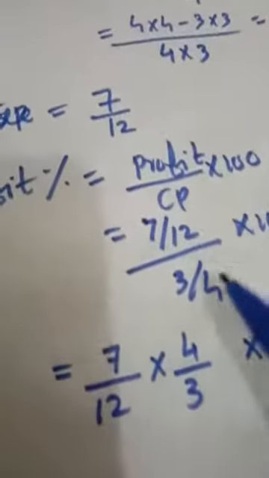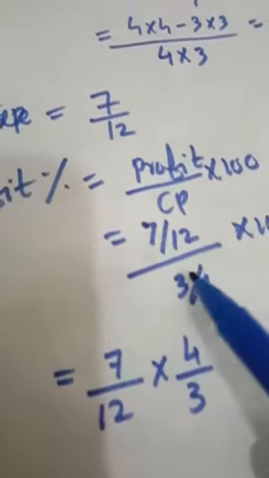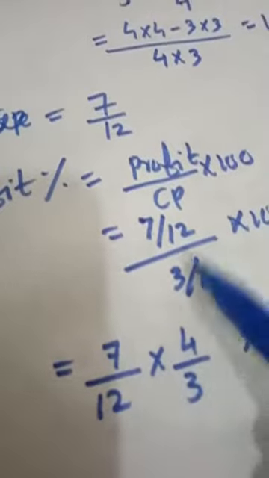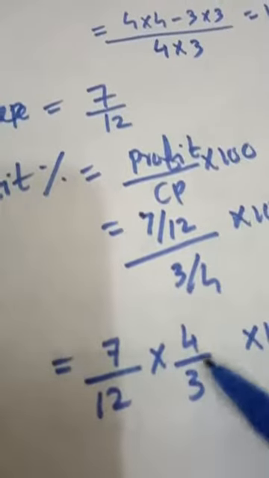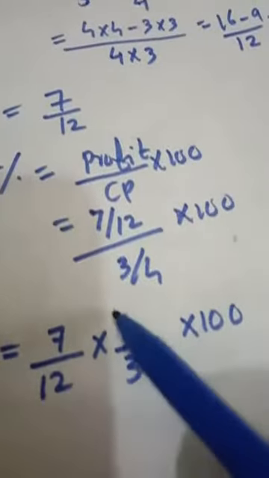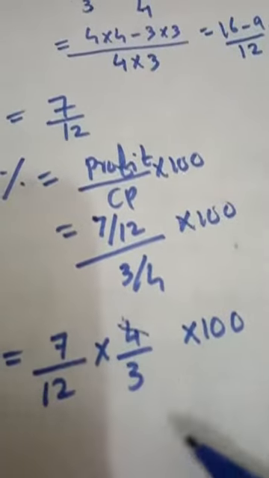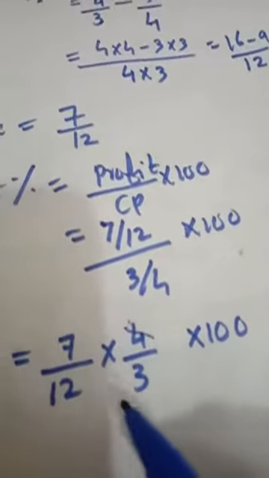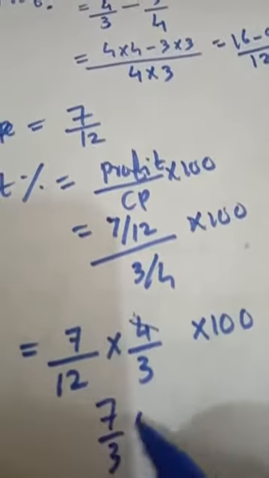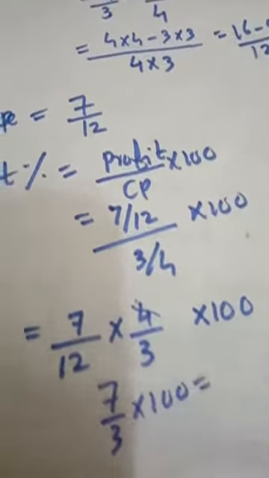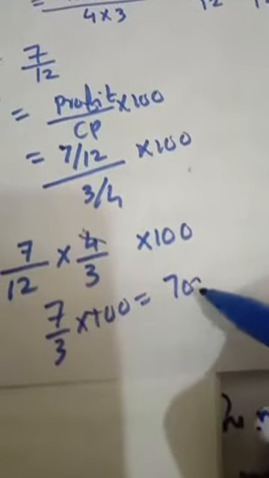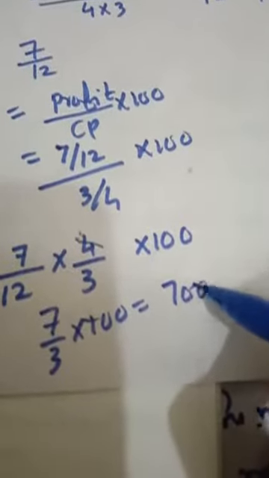See, division and again division, so we can take a multiplication with the reciprocal. 7 by 12 into, instead of 3 by 4, the reciprocal of 3 by 4, 4 by 3, into 100. And this 4 and this 12 get cancelled. So the remaining answer is 7 by 3 into 100, that is 7 into 100, 700 by 3.